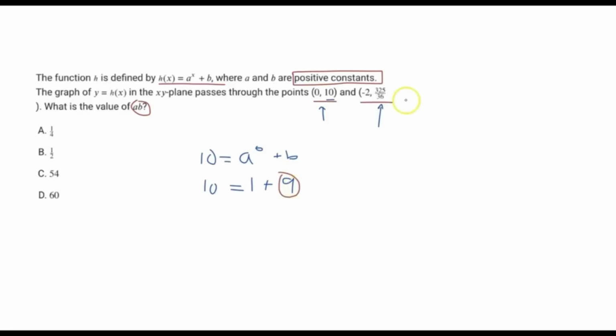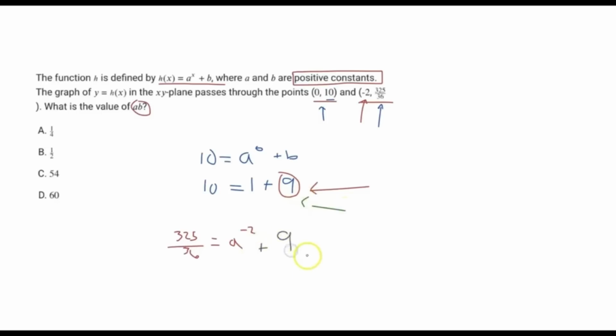Now what we want to do is tackle the second part. So the second part here is negative 2, 325 over 36. So let's see what we can do here now that we know what the b value is. So we know the output is going to be 325 over 36. And we want to set this equivalent to just our general form a^x plus b. So a, we don't know what that is. X here, in our case, it says it's negative 2. And we already found the b value from before, so that's going to be plus 9.